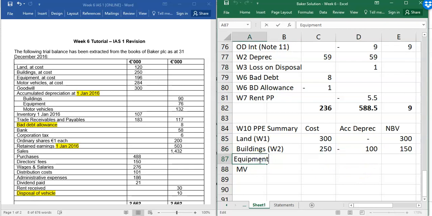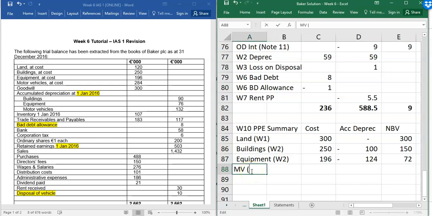Same with equipment. Working 2. Opening is 196. Accumulated depreciation 76 opening, and another 48 during the year. So 124. So your closing balance, then your net book value for equipment is 72. So nice and neat, and you're showing the examiner where the figures are coming from.